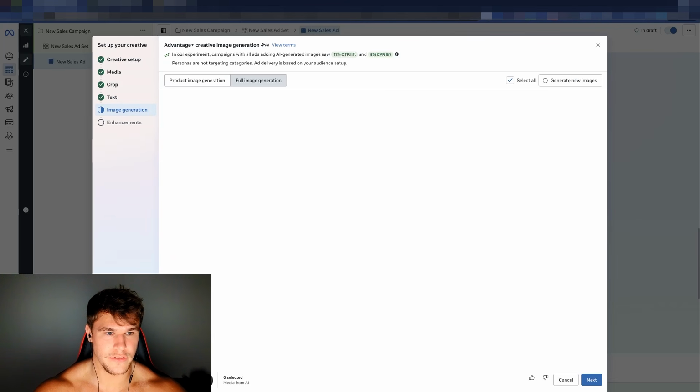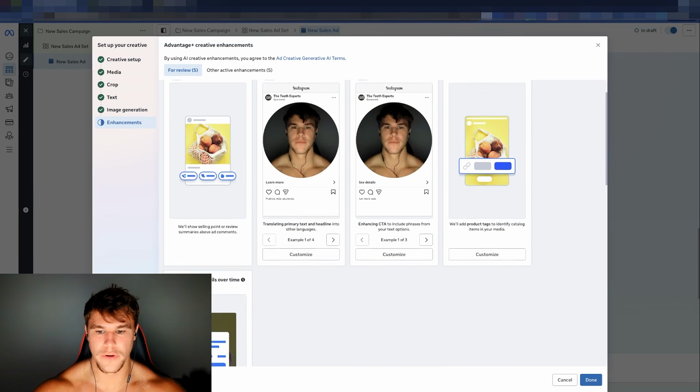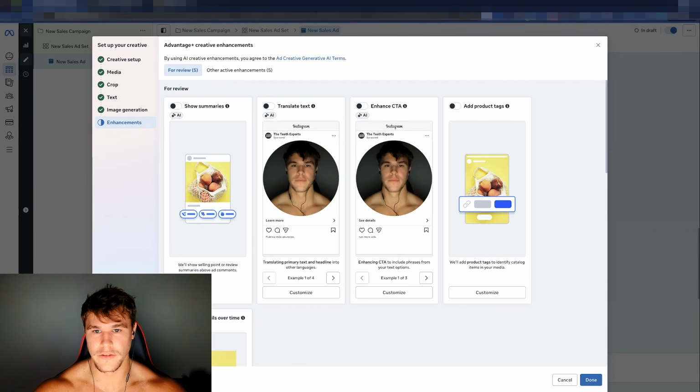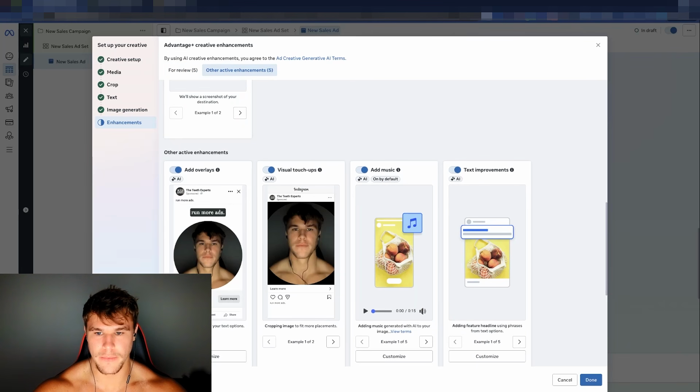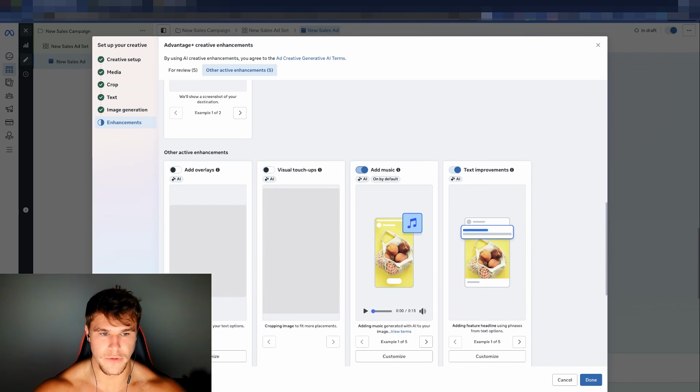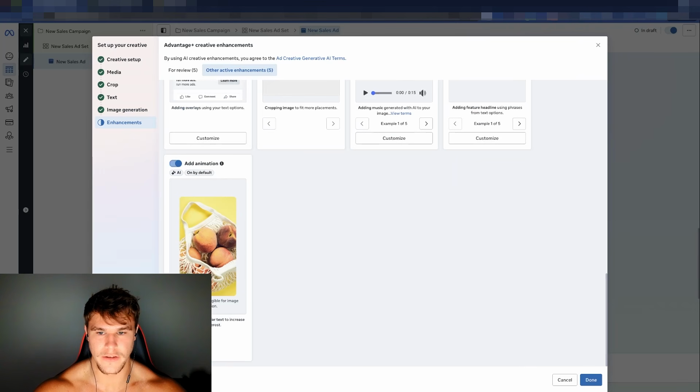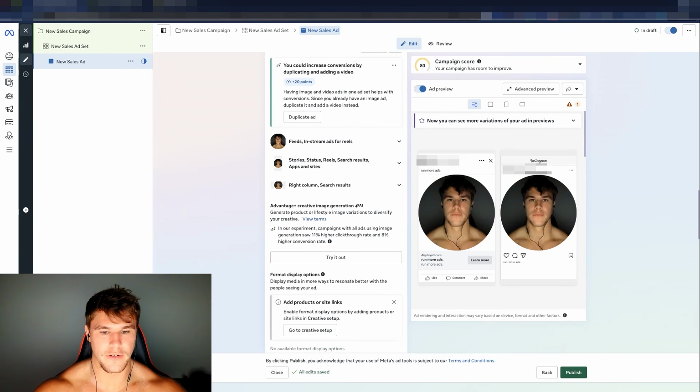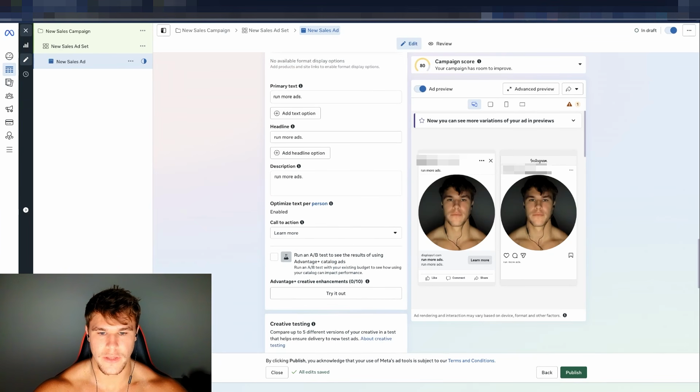Image generation. Deselect all. It won't even let me deselect it. Now under enhancements, you want to make sure all of these are turned off. And be careful because there's a lot of them. So you got to scroll down. For example, overlays, turn off, visual touch-ups, music, text improvements, all turned off, animation off as well. All right, there we go. There's our lovely, beautiful ad. Let's keep cooking. Keep scrolling down.